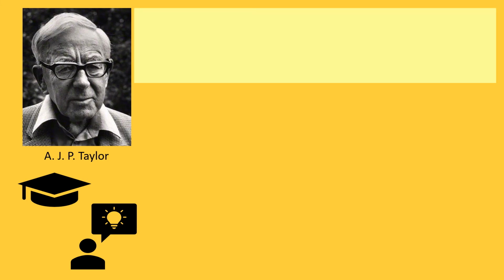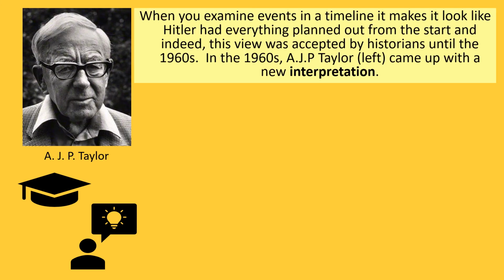He is a really famous historian who is commenting especially on the interwar years and looking at why World War II happened. Now, when we look at events like a timeline, it can make it look like Hitler had everything planned out from the very start. And that is actually what people believed up until around about the 1960s. So from when World War II started, for about 20 years, people believed that Hitler, as soon as he came to power in 1933, had war on his mind, that World War II is what he was aiming for.